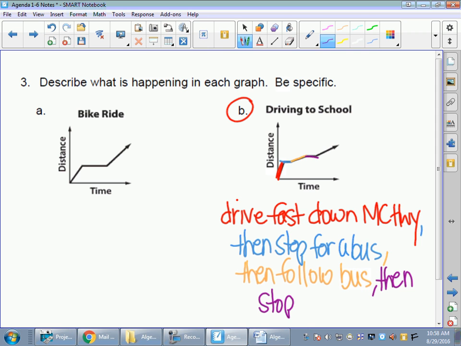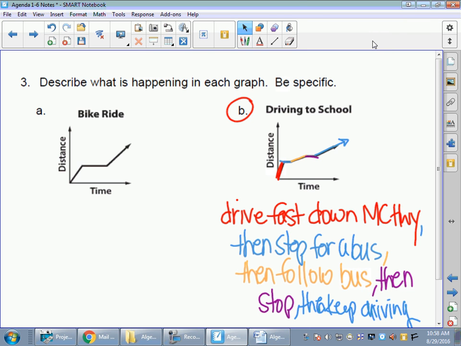And then maybe the bus turned left or something and we got away from it, so then we can just keep driving. So there is our situation. Now you might not want to say you're going to school down Marine City Highway. You could say something else, but notice how I addressed each different piece of that graph, how it changed.